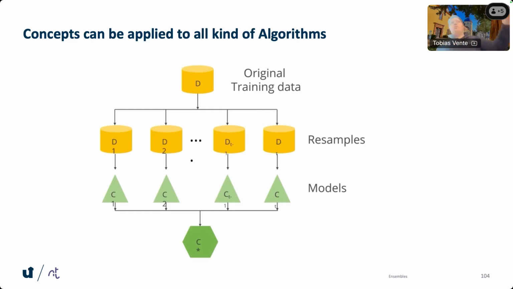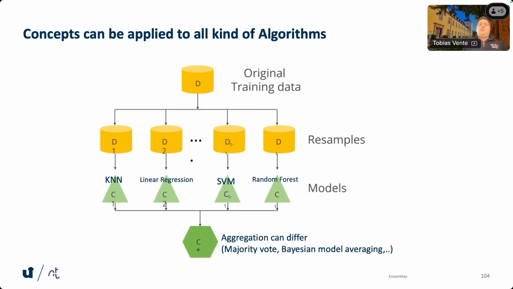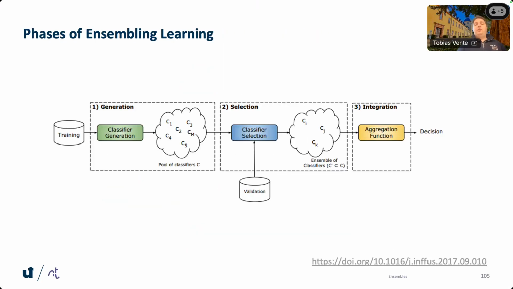But here it was just important to know that you can include multiple models. In this case, you can use KNN, linear regression, SVM, and this is also interesting, also random forest. So you can ensemble random forests. It's basically 2-stage ensembling: within the model, you ensemble, and then you ensemble the models. It can all work. I just want to make this very clear. In the end, how you aggregate can differ. You can do majority voting, weighting, Bayesian model averaging is another technique. But this is an introduction course, so we don't need to get too much into detail. And we already partly covered this.